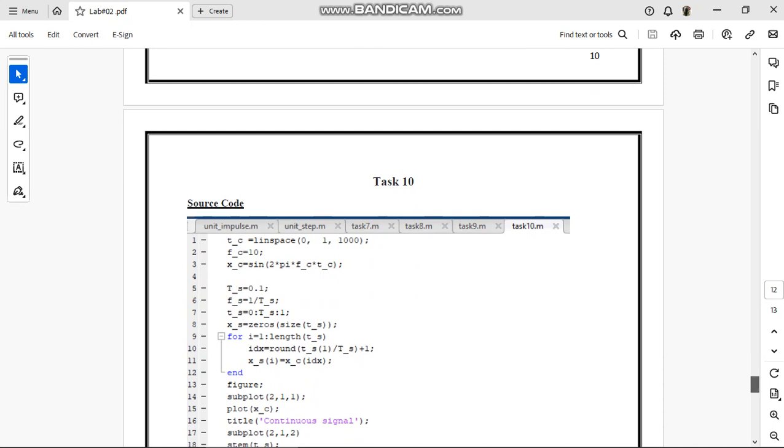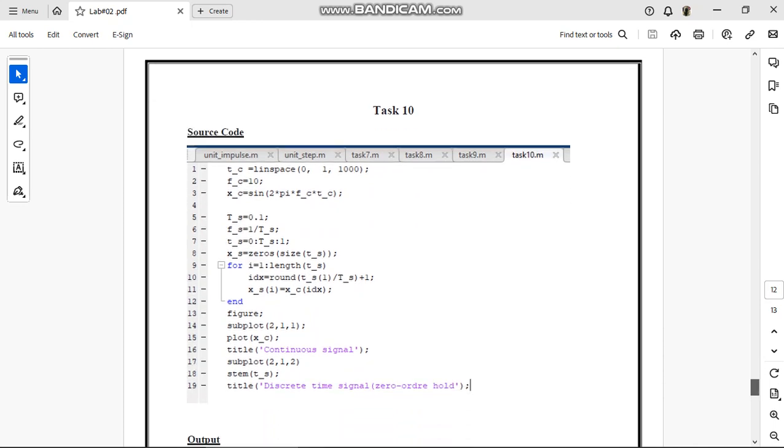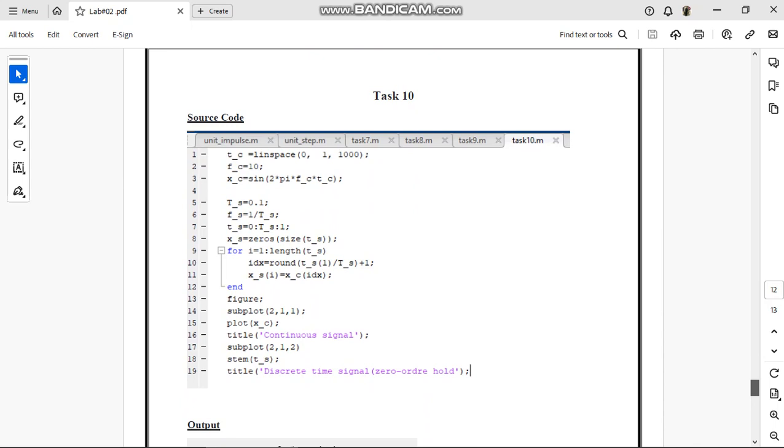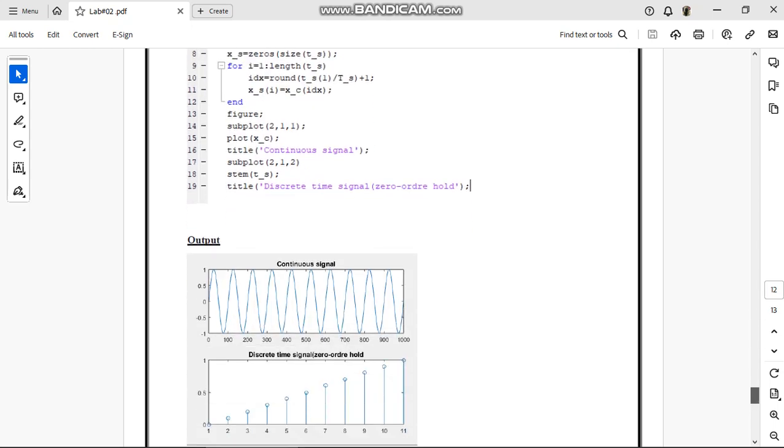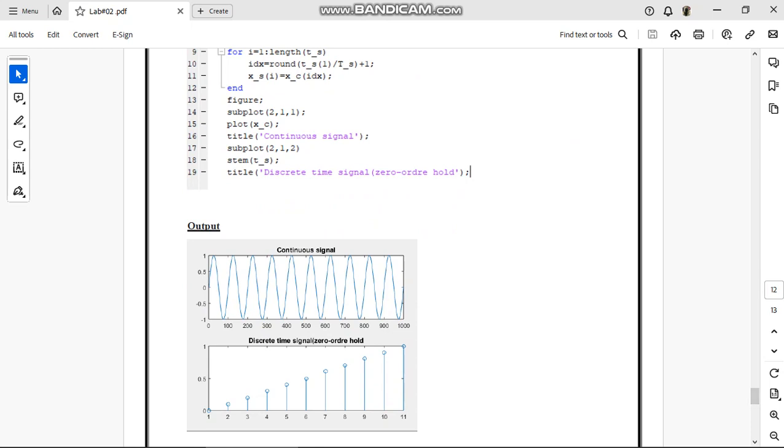Then we have used a for loop. Then we have used figure subplot command 211, then the plot command, and then we gave the name to our figure, which will be continuous signal. Subplot 212, and stem command to plot, and the title of the second signal will be given as discrete time signal. This will give us the output of zero order hold. In figure 1, this is the continuous signal and this is the discrete time signal, zero order hold.